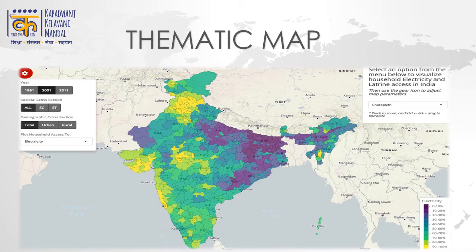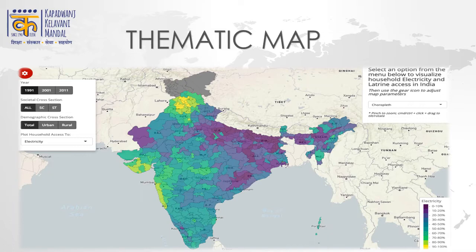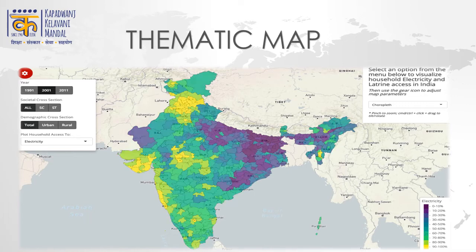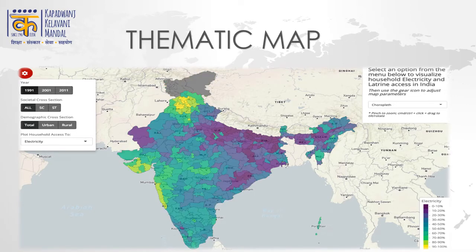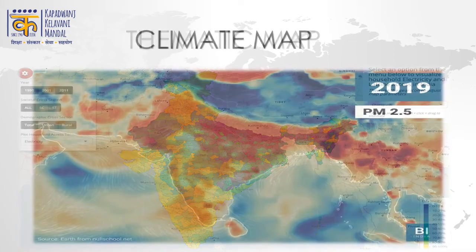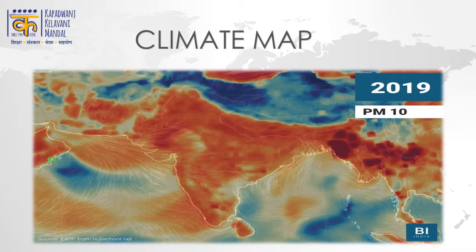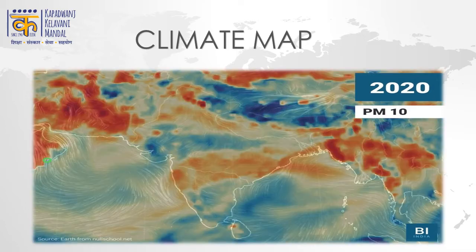Now what is a thematic map? A thematic map focuses on the spatial variability of a specific distribution or theme, such as population density or average annual income. A climate map focuses on the details of climate, temperature, rainfall, winds, etc.